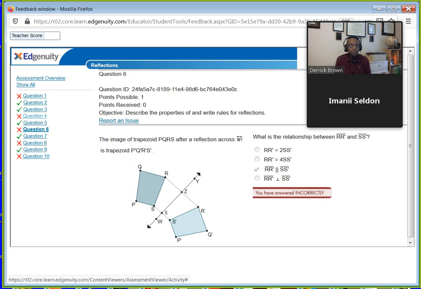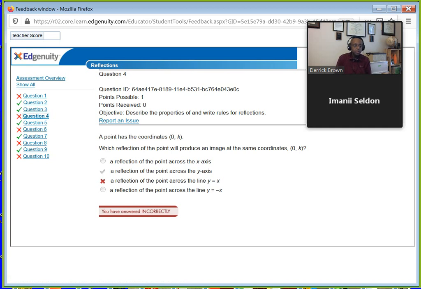Now, here, let's look at 4. Okay. All right, so you got a point with coordinates 0 and k, which reflection will produce an image at the same coordinate? Okay, so we're going to reflect it and end up in the same place. Which reflection of the point? Oh, it's a point. Okay, it's not a polygon, it's a point.